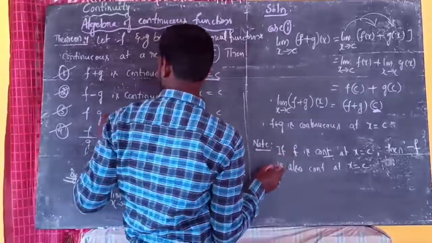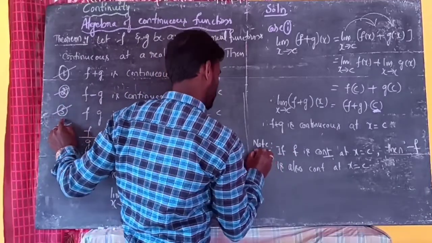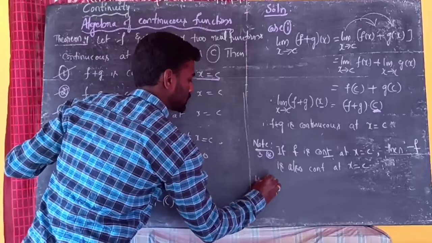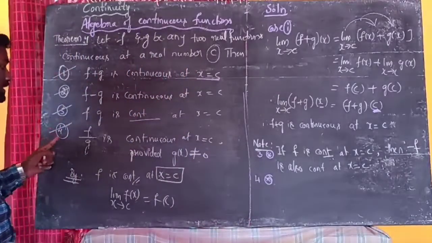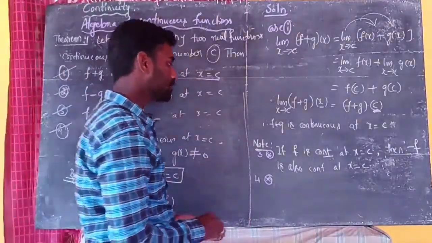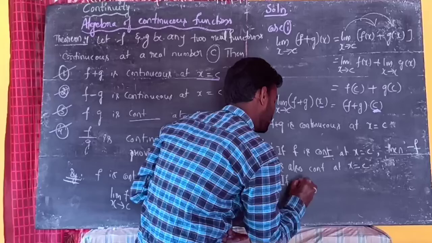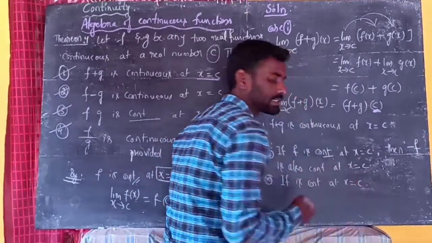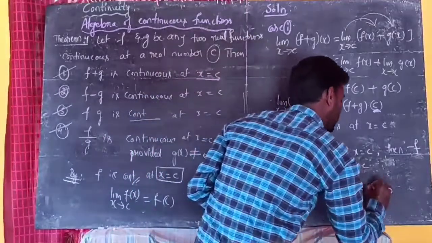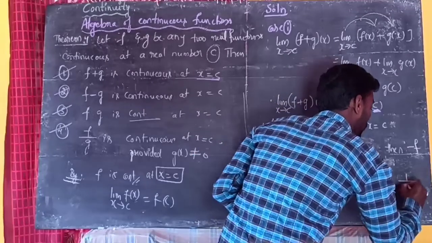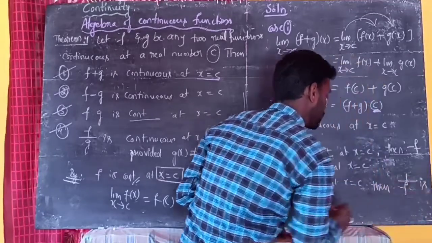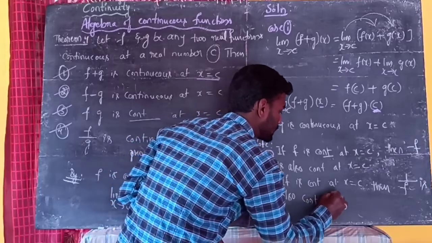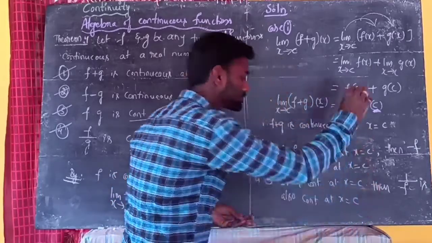This is related to this third one. Okay, next note, that is related to the fourth one. If f is continuous at x equal to c, then 1 by f is also continuous at x equal to c.